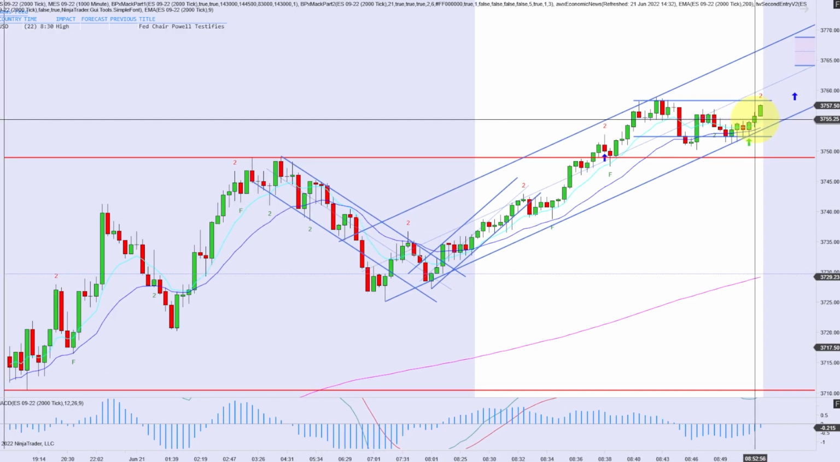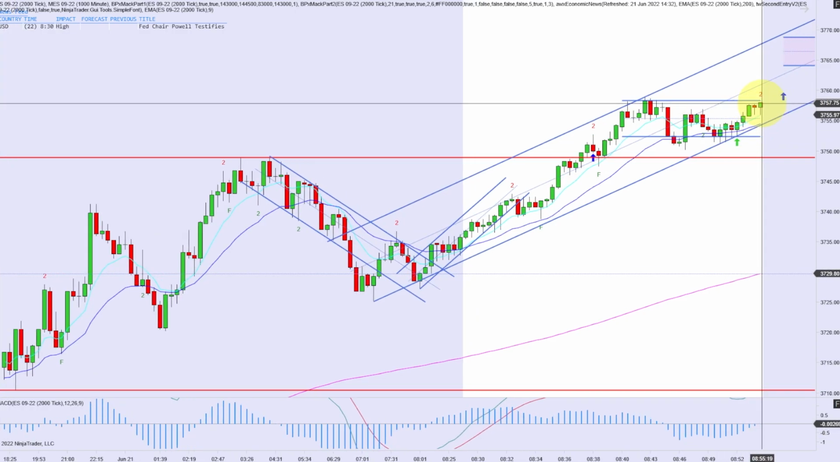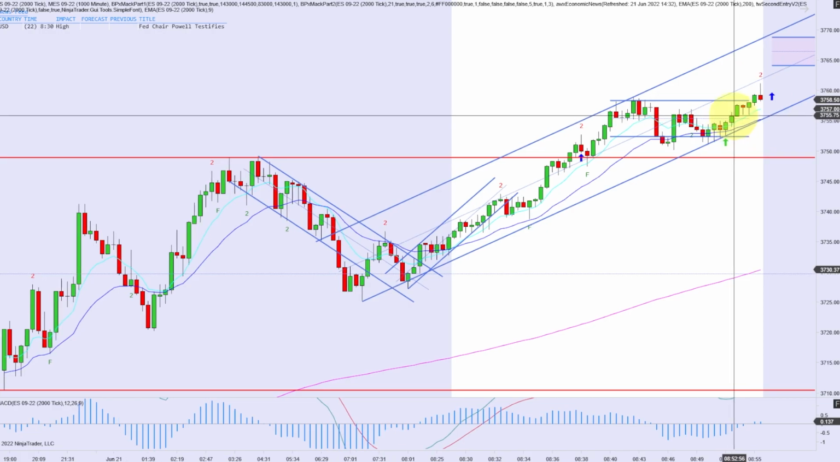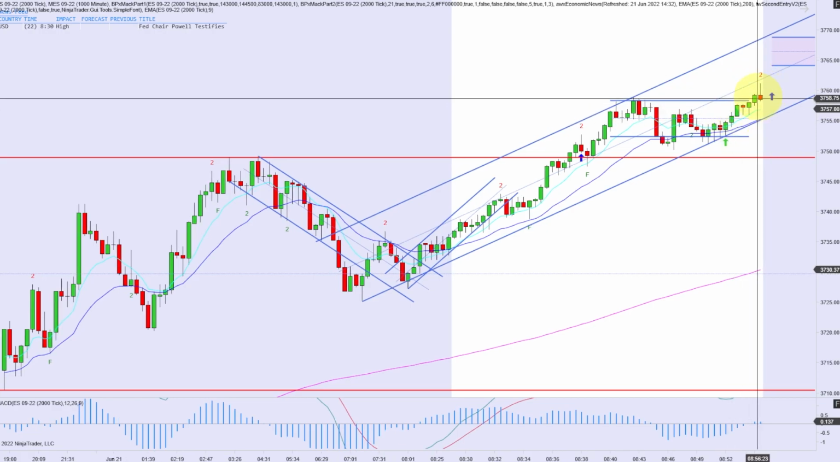I ended up taking that, just enough room to get out for a scalp. Now, if you don't end up taking that, you could potentially look at catching stops. Now, how are you starting the count here?